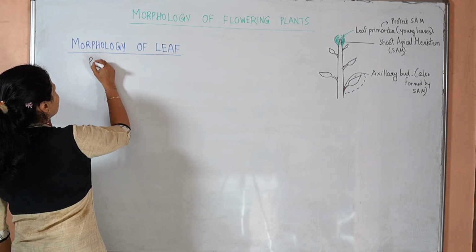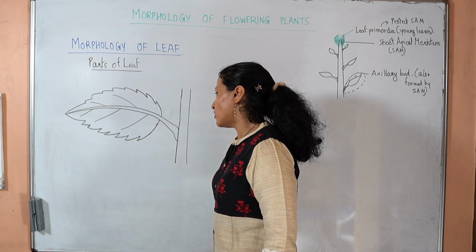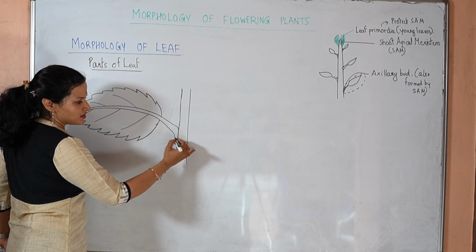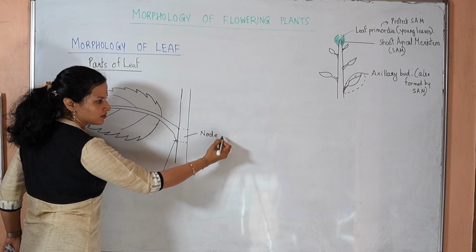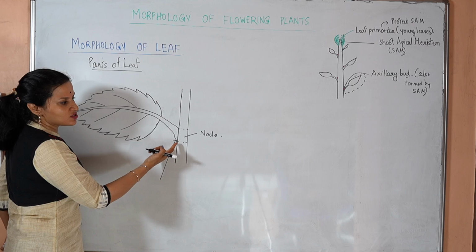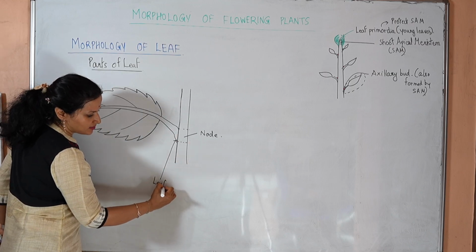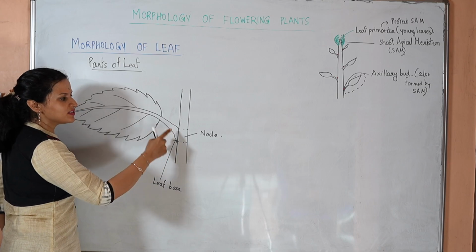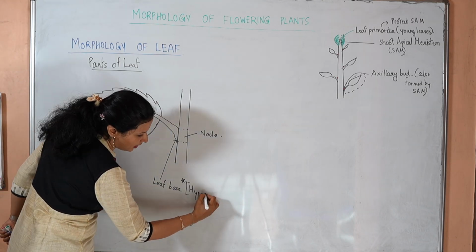Now let us look at the parts of leaf. The leaf has three main parts. This is the first part. This part is attached to the node. This part is the node, part of the stem, and the leaf arises from the node. This is the first part. This is called the leaf base. This is the part wherein the leaf is attached to the node. It is called the leaf base, also called Hypopodium.